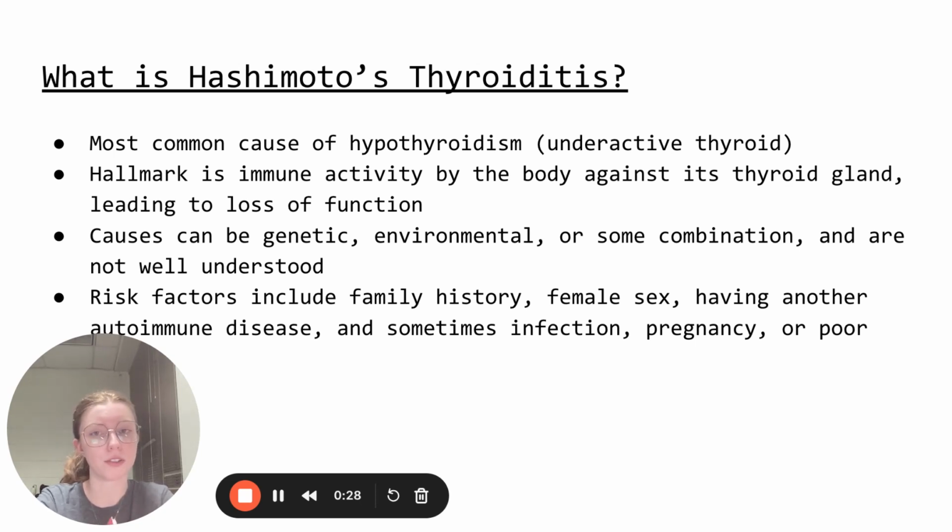Causes for Hashimoto's are often genetic, often environmental, usually some combination, and are as a whole not very well understood. Risk factors for Hashimoto's include a family history of any sort of thyroid disease, female sex, and having another autoimmune disease such as rheumatoid arthritis or type 1 diabetes. It is also sometimes triggered by an infection, pregnancy, or a very poor diet.